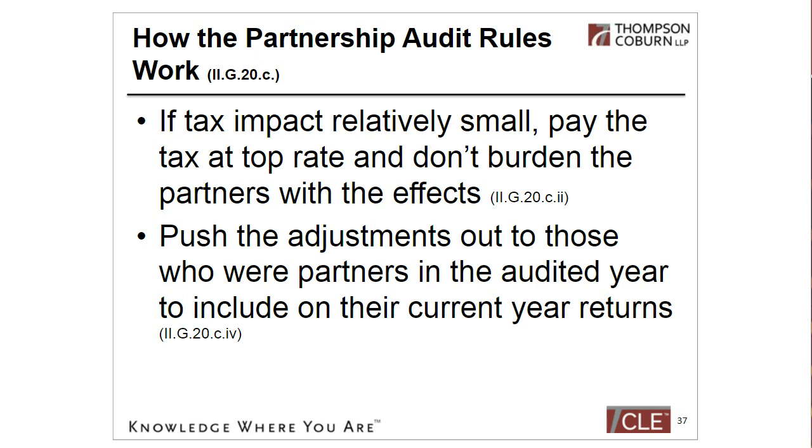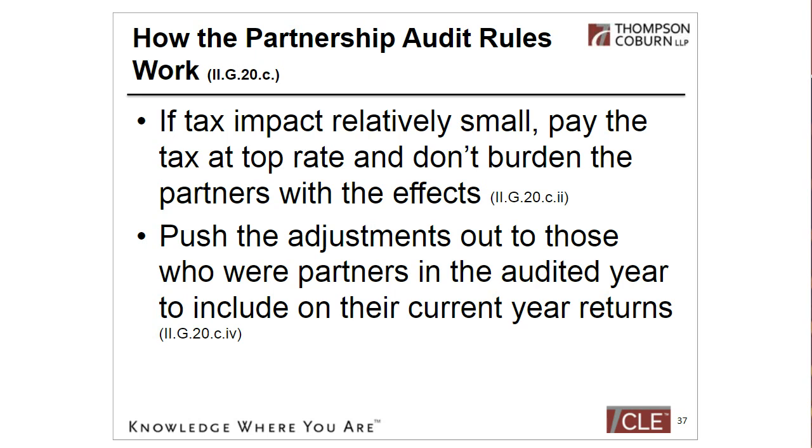The other thing that you can do is push the adjustments out to the partners who were in the audited year to include on their current returns. So for example, let's suppose that the year 2018 is getting audited. The IRS says, okay, there's a $100,000 adjustment. Instead of the partnership paying that tax on the $100,000, the people who were partners in 2018 will include that $100,000 on their 2020 returns.